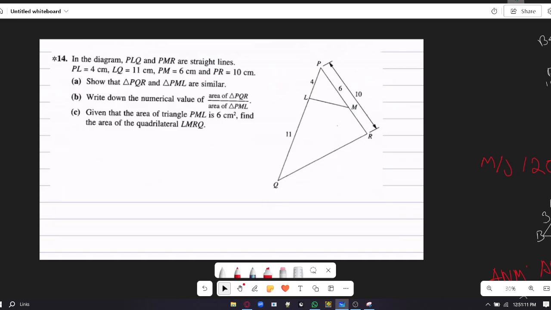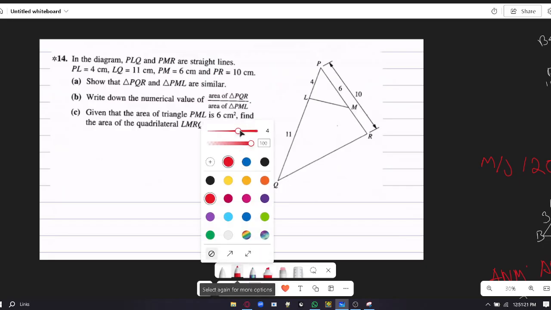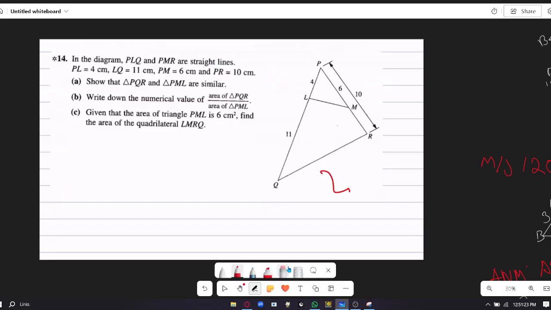Okay, so this is the math right here. So let's solve it. Just quickly make things easier for me by making it to max. There you go, much better. Right, so this is all the information given. It says to show that triangle PQR is similar to PML.